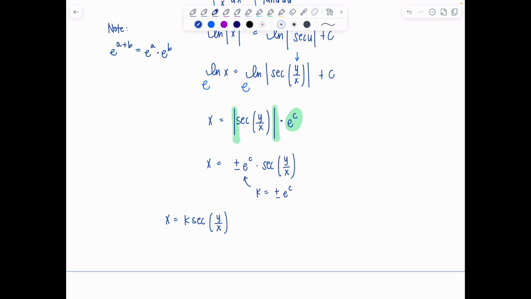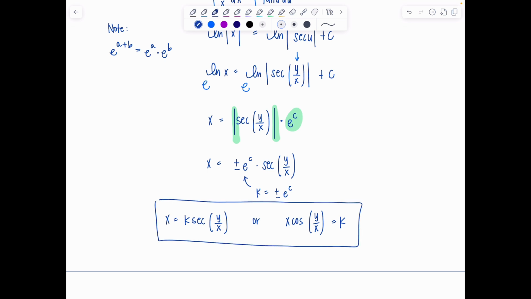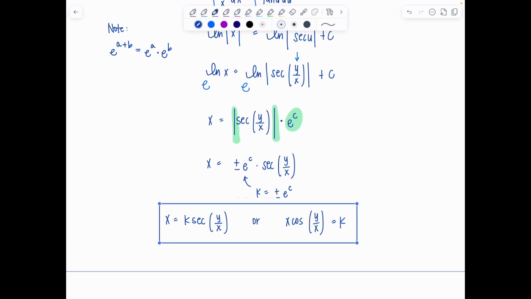You know what would look so fab? Move the secant y over x to the other side, and you would have x times cosine of y over x equals k. So either one of those is considered completely simplified, but also make sure part of the answer has to include where you renamed the constant. And if you're going to drop the absolute value here, you need to put plus or minus. Okay?